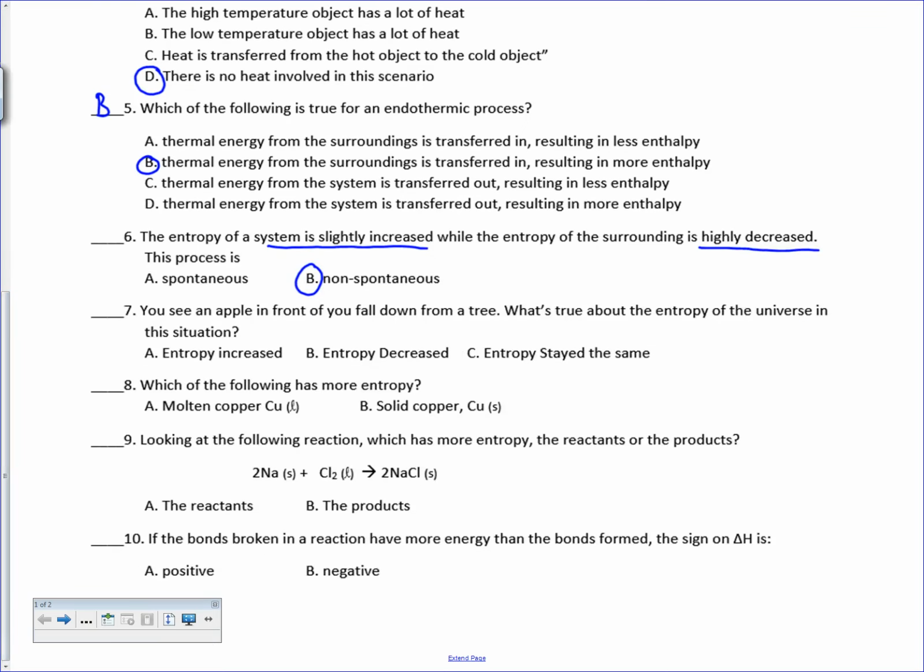All right. You see an apple in front of you fall down from a tree. What's true about the entropy of the universe in this situation? In this situation, basically anything that you actually observe needs to be following the second law of thermodynamics. It's a law in science. It has to be followed. And so if you've observed it, that means the entropy of the universe has increased.